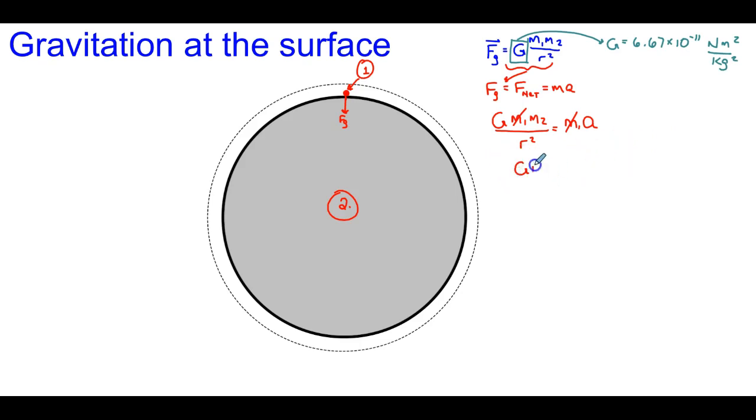I get G times m2, in this case the mass of the Earth, divided by the separating distance squared, which is r. This separating distance is the radius of the planet, r. And in a problem like this, if this is r, then this expression is sufficient.